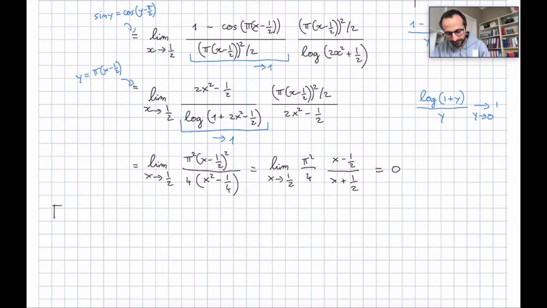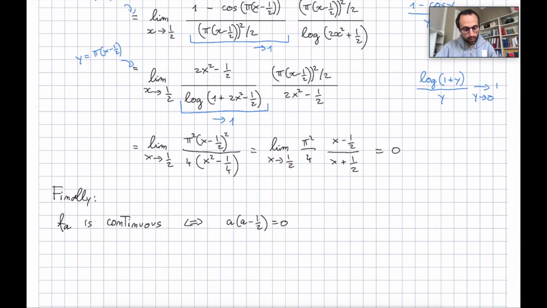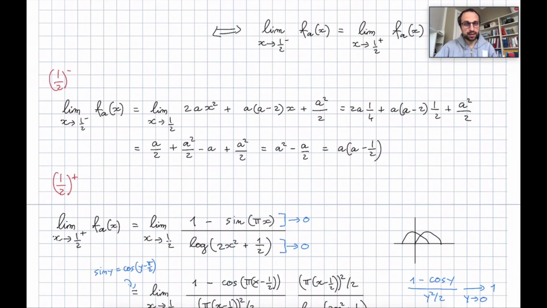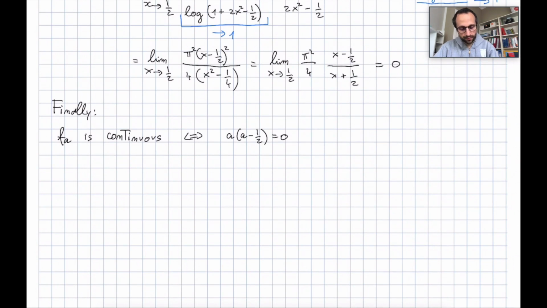And so finally we have that f_a is continuous if and only if a times (a minus 1 half) is equal to 0. You remember we had that continuity means that these two limits have to be equal to 0. The second one is always 0, so the first one is the only one that matters, and the value of the first limit is this one. So this expression has to be equal to 0, and this is 0 if and only if a is equal to 0 or a is equal to 1 half.